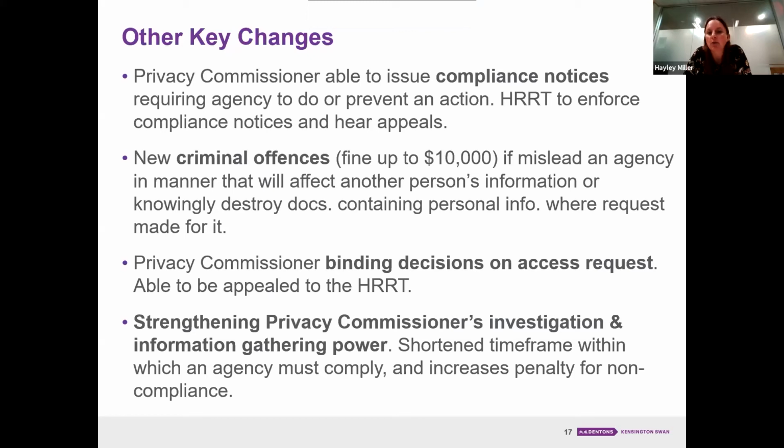As I say, there are some new criminal offences. Again, fine only up to 10,000. One of those is if you mislead an agency in a manner that will affect another person's information. So that's actually quite useful. So that's around that phishing, actually, individuals making it more difficult for businesses. So that is a useful one.